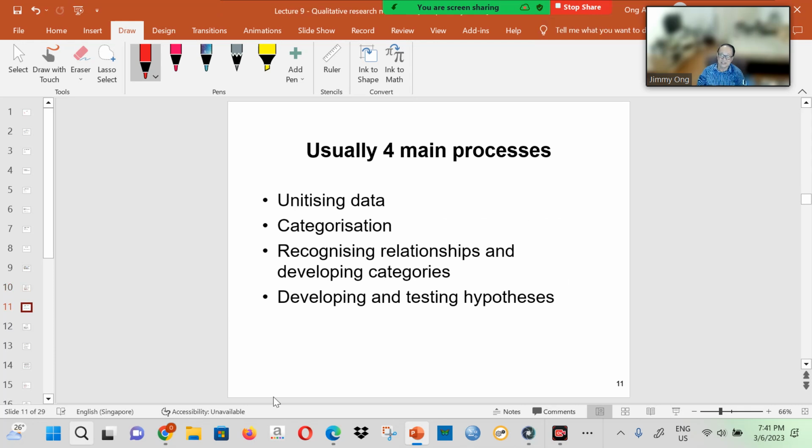There are four major processes. You need to unify the data. You need to categorize the data. You need to recognize the relationships and develop them between the data. You need to form a hypothesis. That's why sometimes categorizing is very important. You want to know who does what under what category. It is quite important that you understand what is categorized.